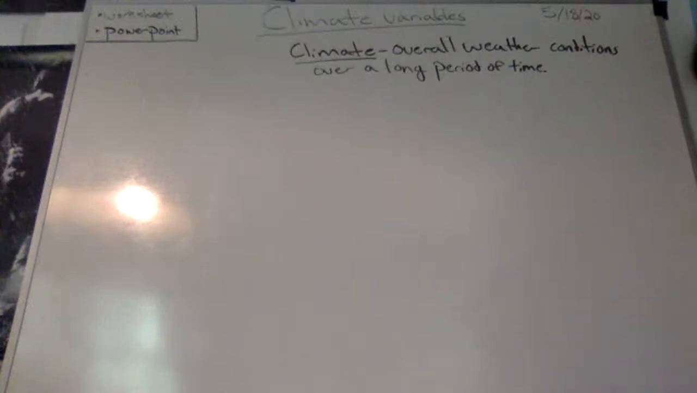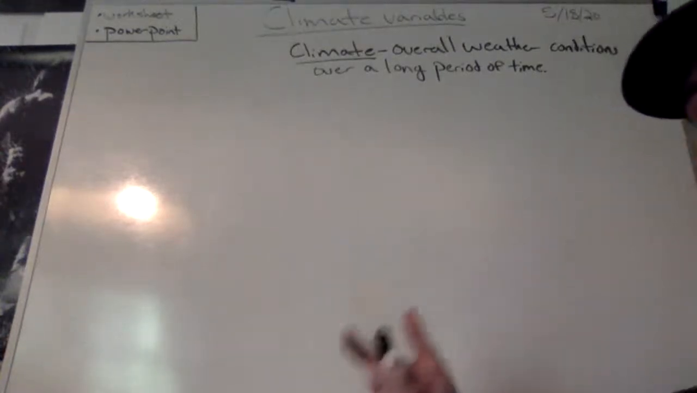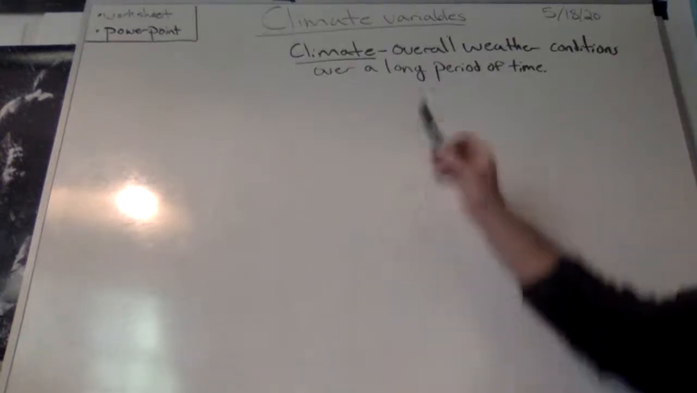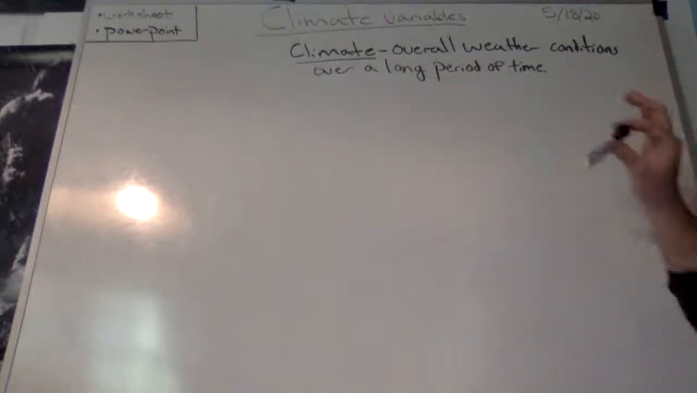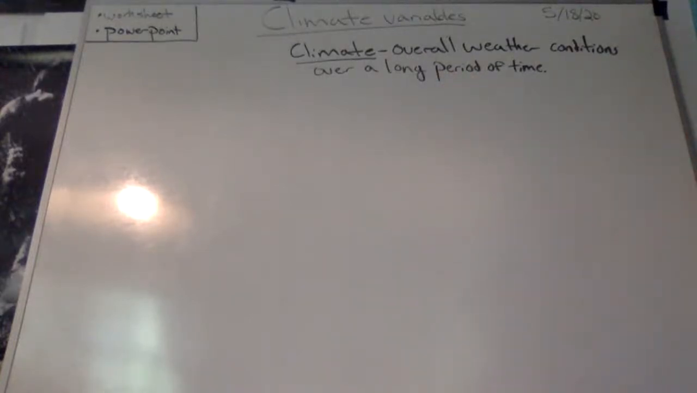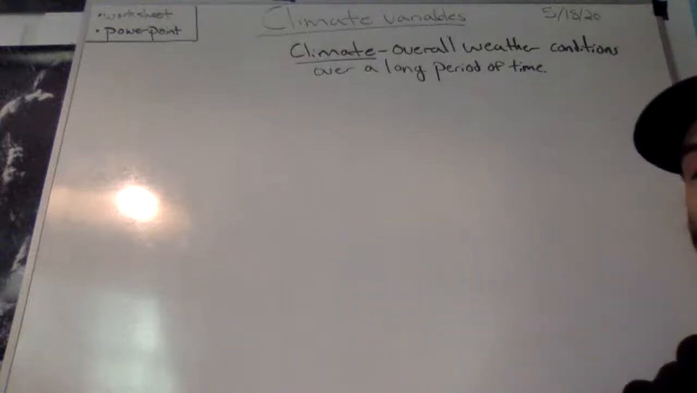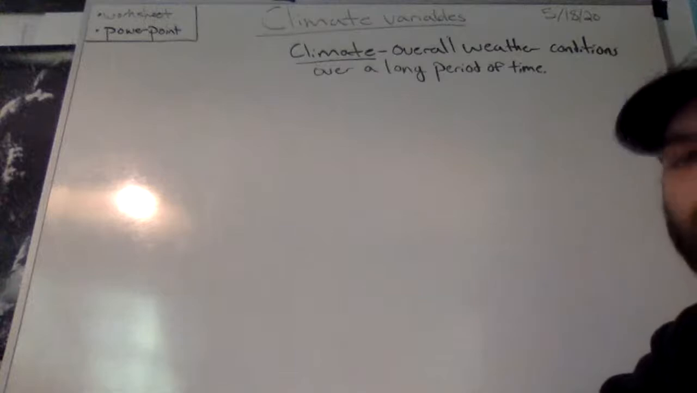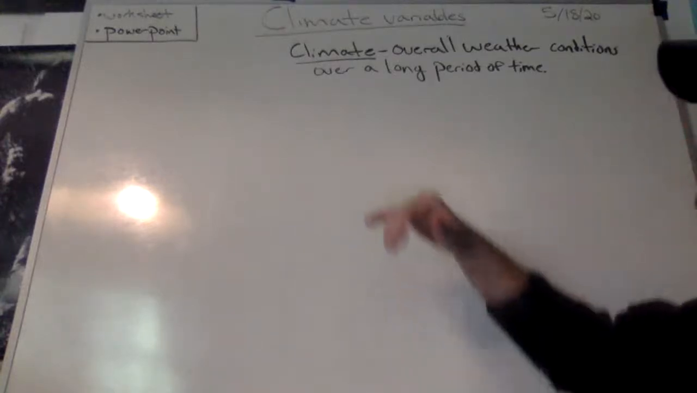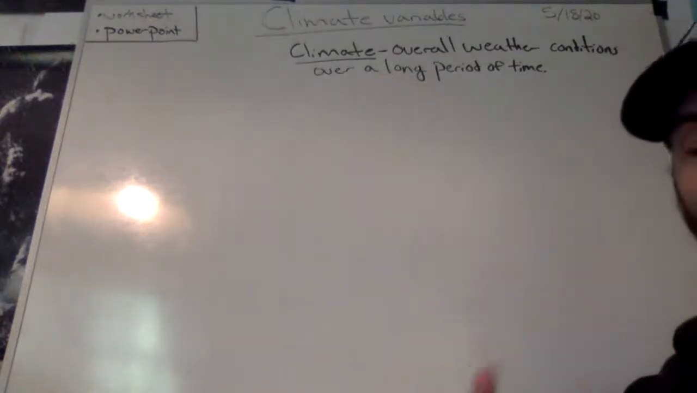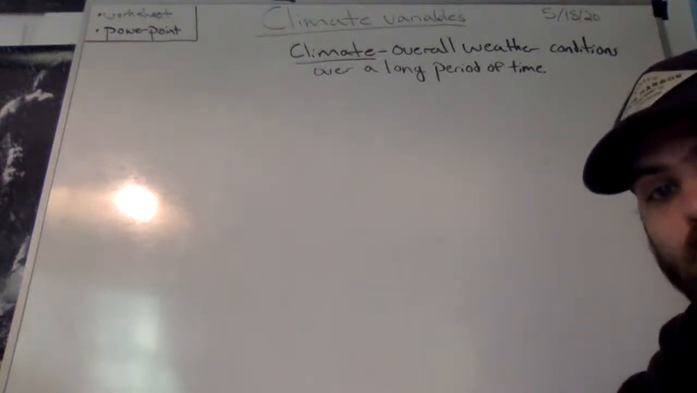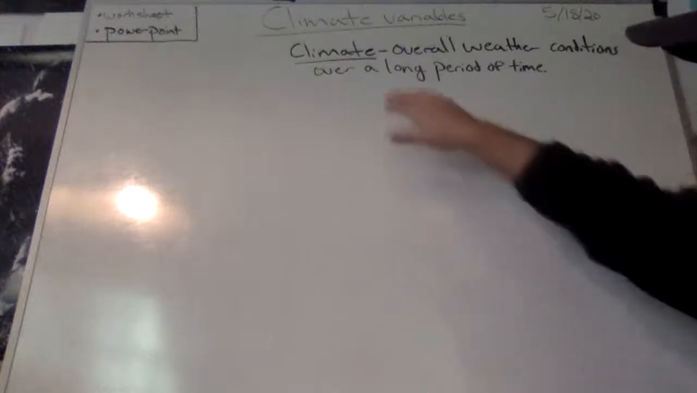So right now it's sunny out, but tomorrow it could be raining, then it could be sunny again, then raining. Weather is always changing, but climate is the overall weather conditions over a long period of time. For us where we live, we usually know that during the wintertime it's going to be colder, during the summertime it's going to be warmer, whereas if you lived in Florida, it's relatively warmer than it is in New York. So that's what we're talking about with climate.